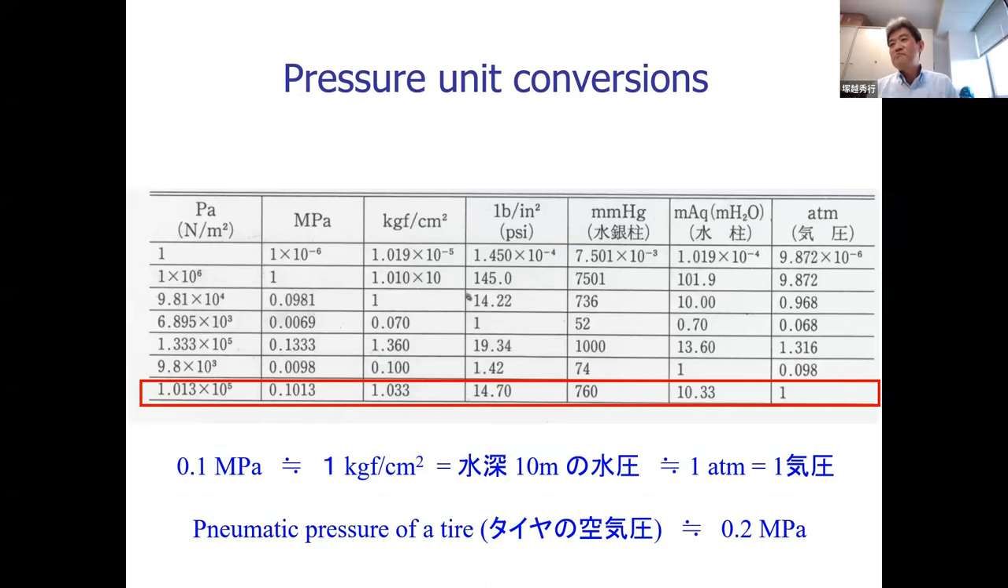Actually, there are many varieties of pressure units, so it is difficult to remember, but please be careful, just following the relationships. 0.1 megapascal is almost equal to 1 atm. And the next reference information is that the pressure inside the tire wheels is almost 0.2 megapascal. So comparing to this pressure value, you can imagine how large a pressure is applied to your robots.